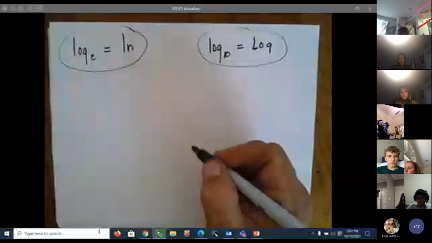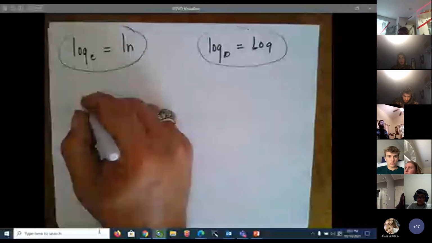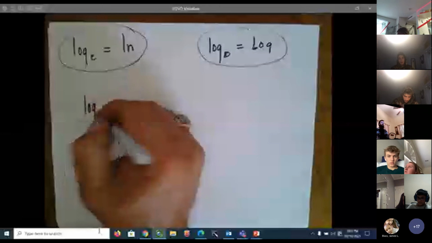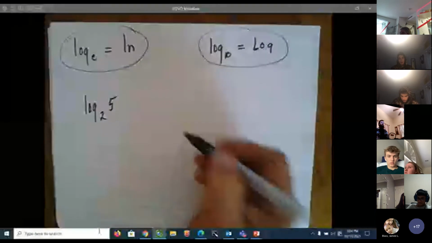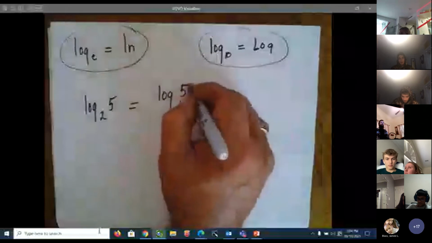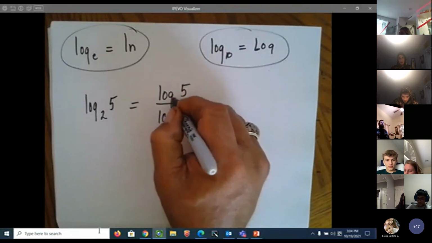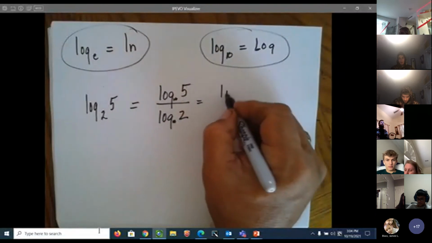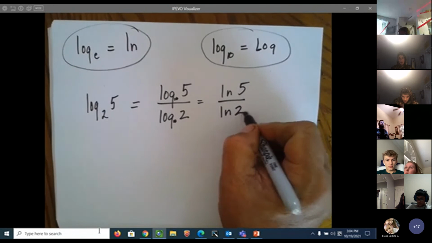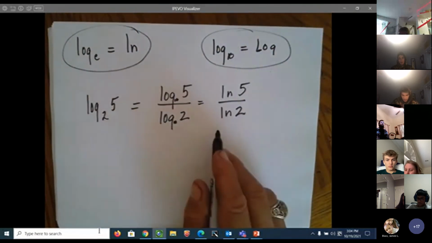Also, you need to remember that the change of base formula says if you have the log base 2 of 5, you have to put it in the change of base formula: log of 5 over log of 2, and that's base 10. You can also do natural log of 5 over natural log of 2, which would be log base e. So you got to remember that. That's the change of base formula.